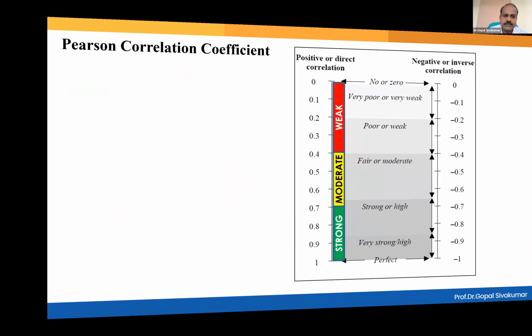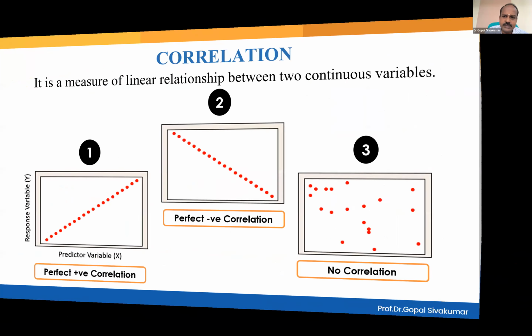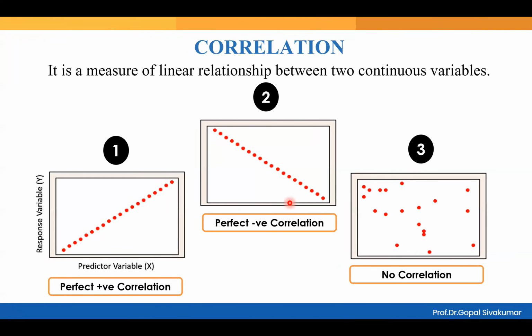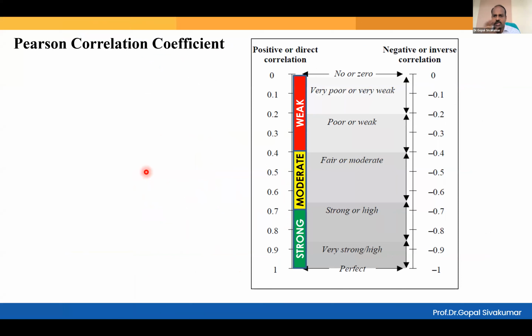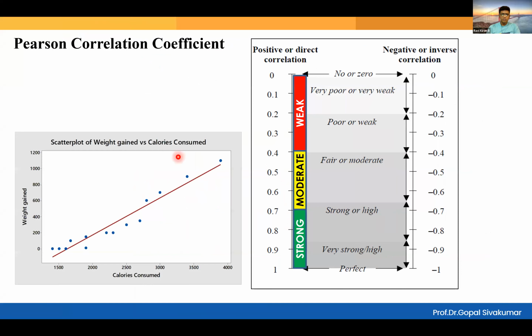Perfect means you have seen a perfect straight line. Are you seeing a perfect straight line in this case? It's not perfect, but it looks strong. So if you can't read it directly with your eye, then a formula was developed to overcome the difficulty.